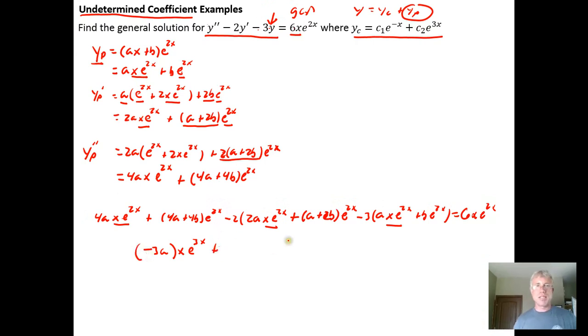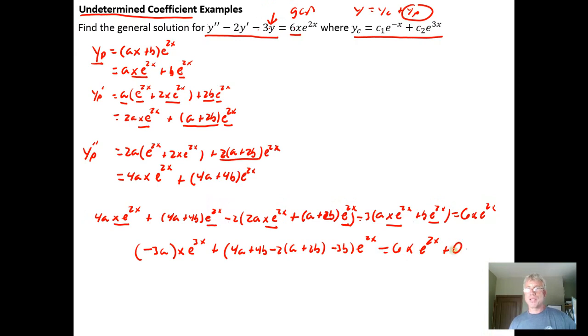Plus, we've got some e to the 2x stuff. So now we group everything that has just an e to the 2x. So here's just an e to the 2x. That's 4a plus 4b. And here's the next e to the 2x thing right here. There should be a parentheses because we're distributing the negative 2 in. So it's going to be negative 2 times a plus 2b. And then the next e to the 2x thing is right here, so it's minus 3 times b. And this is times just e to the 2x. And this has to add up to 6x e to the 2x plus, we recognize there's 0 e to the 2x terms.